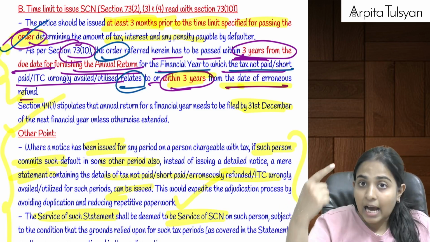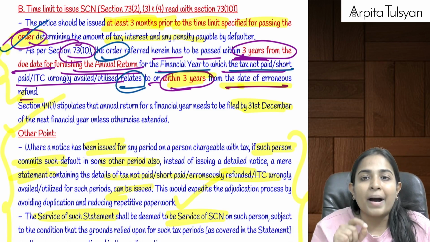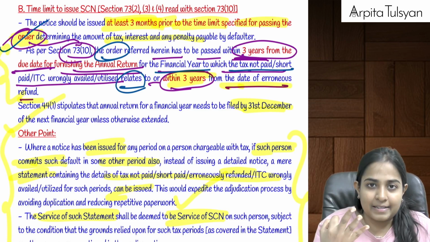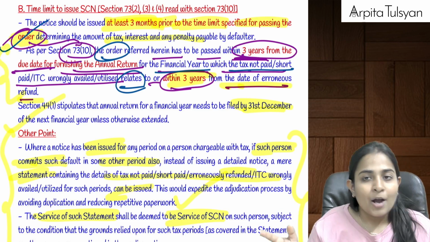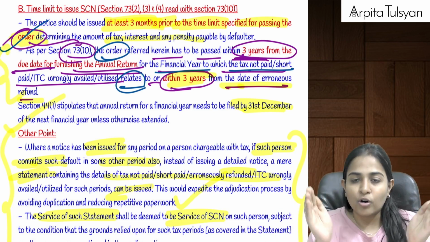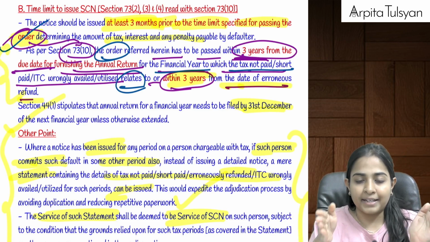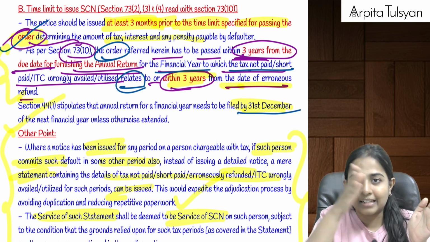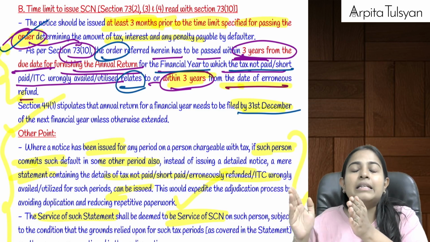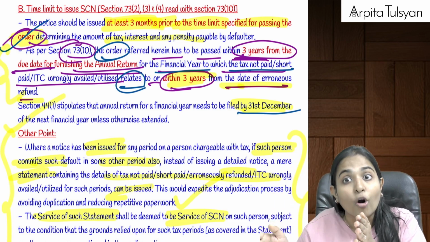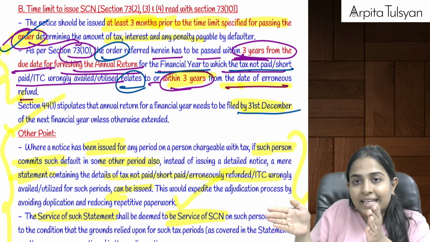Now, ma'am, what is the last date of passing the order under section 73? So, order under section 73 is to be passed within a time period of 3 years, 3 years from the due date of filing the annual return. Let's say the non-payment of tax pertains to a particular financial year. For that financial year, first see what is the due date of filing the annual return. Can we say the due date of filing the annual return is going to be the next 31st December? From that 31st December, take a time period of 3 years. This 3 years is the time period for passing the order under section 73. And whatever is the time period for passing the order, 3 months prior to that.